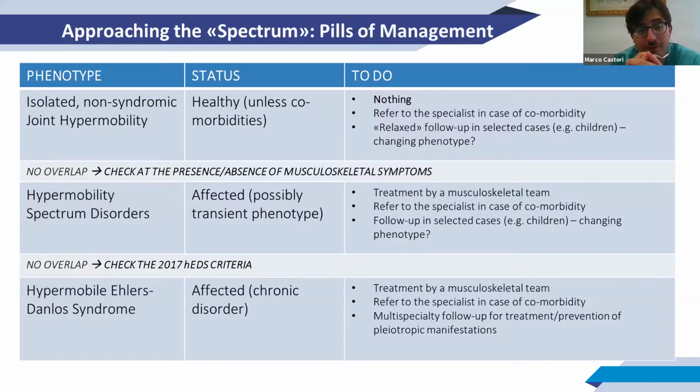People with hypermobile EDS need a similar approach, but in addition, at the moment, you need to refer these people to a tertiary center because they need yearly screening for organic manifestations in other organs and tissues. Many of these manifestations are benign, not so severe when compared to musculoskeletal manifestations, but at the moment the literature is not clear on the opportunity to perform this periodic follow-up.